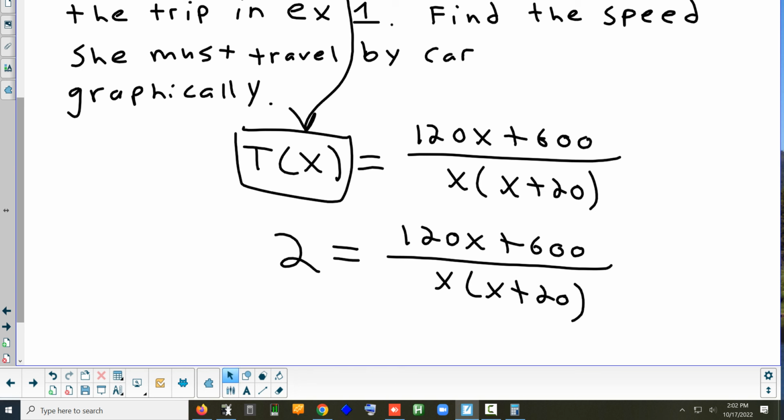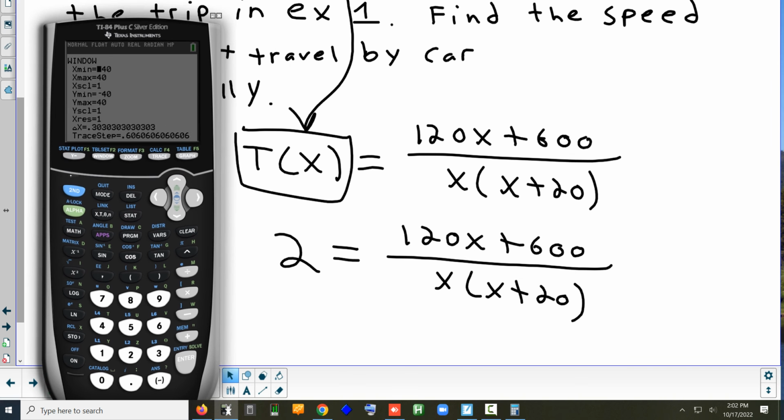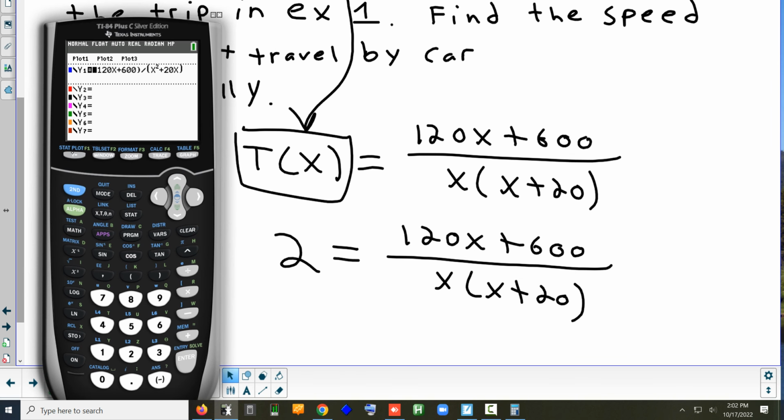Well, I already have the right side typed in. That's already in y1 in the calculator. Where do you think I'm going to put the 2? Yeah, we're going to put it in y2. So essentially, we're going to graph a horizontal line at 2. We're going to graph what we already had before. And what do you think I'm going to look for? I'm going to look for where they intersect.